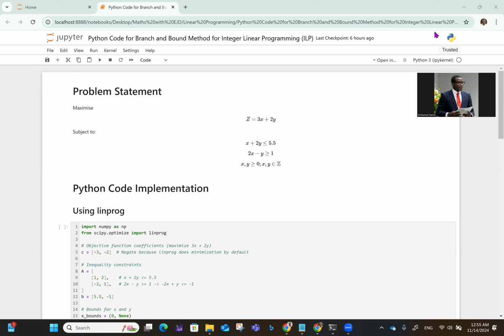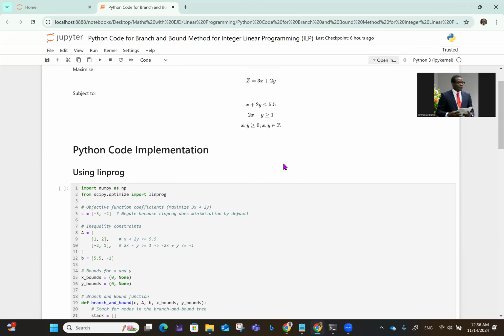Okay, and the problem is as stated: we have to maximize z equals 3x plus 2y subject to x plus 2y less than or equal to 5.5, 2x minus y greater than or equal to 1, then x, y greater than or equal to 0. That's the non-negativity constraint. And x and y now are both integers also. So that's the difference now between linear programming and integer linear programming problem. The fact that it has to be an integer is what we have right there.